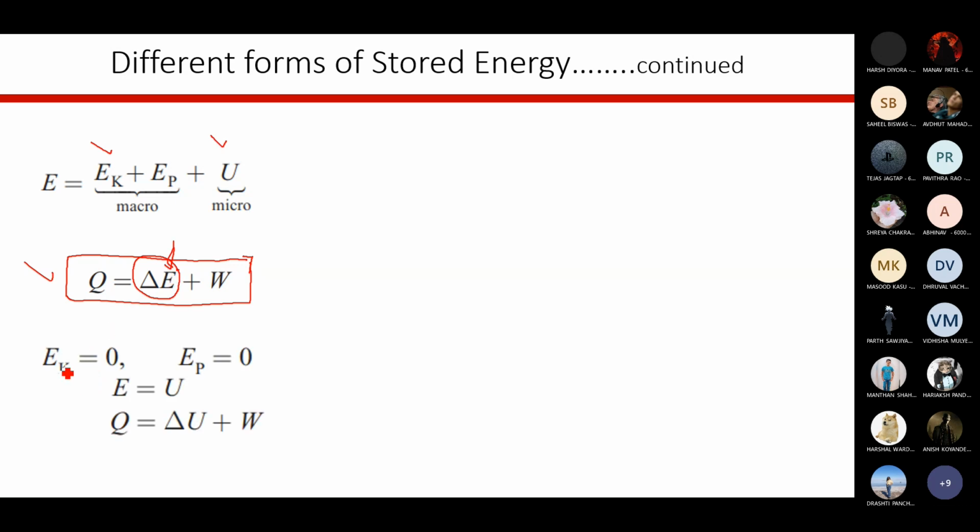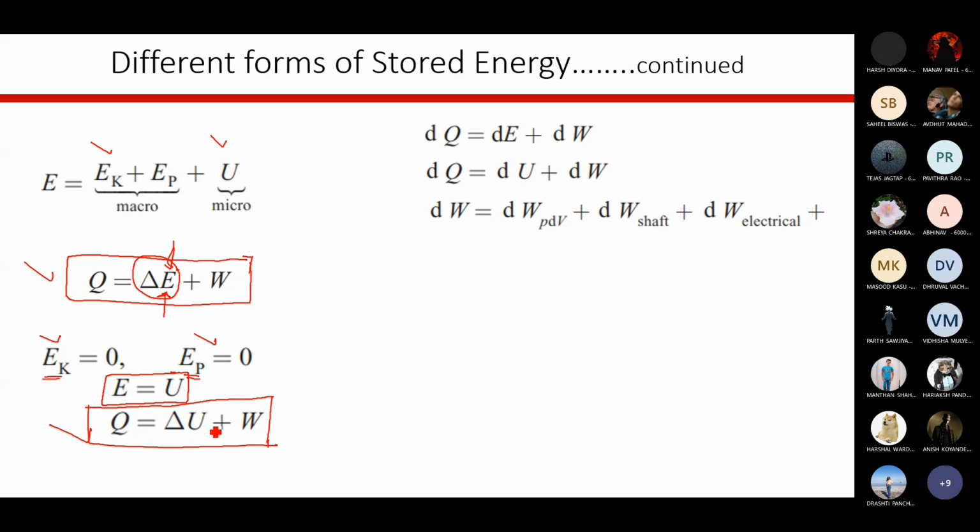Assume you come across a situation where the changes in kinetic energy and potential energy are negligible or simply zero. In that case, you can replace this capital E by capital U. So the total energy is replaced by the internal energy U, and you can write Q is equal to delta U plus W. Whenever we use this expression, keep in mind that the changes in kinetic energy and potential energy are neglected. Note this down somewhere: when you write Q is equal to delta U plus W, the changes in kinetic energy and potential energy are simply neglected.